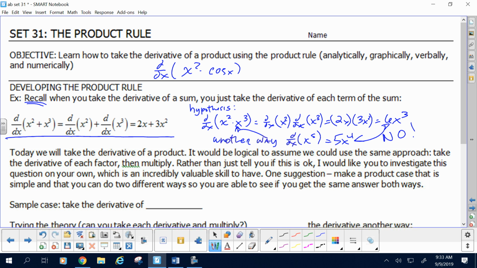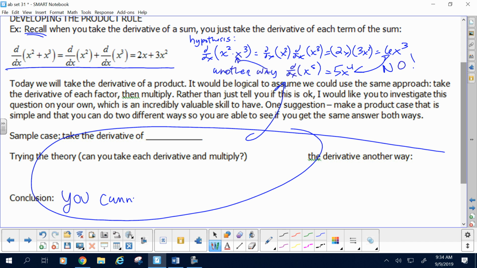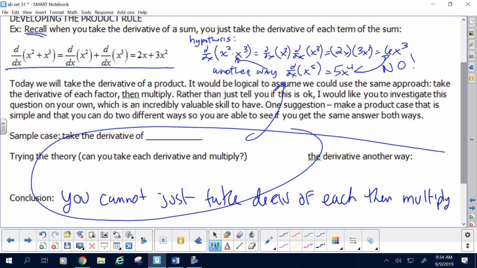So if you get a product, you can't just say take the derivative of this, take the derivative of that, and multiply. And apparently that's all these notes here. Sorry, those are all what I meant to say there. I forgot that I put that in my notes. My bad. Sorry about that. But the conclusion is you cannot just take the derivative of each piece and then multiply like we do in addition. You cannot do that. It doesn't work.